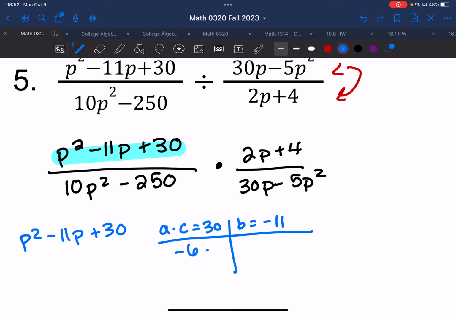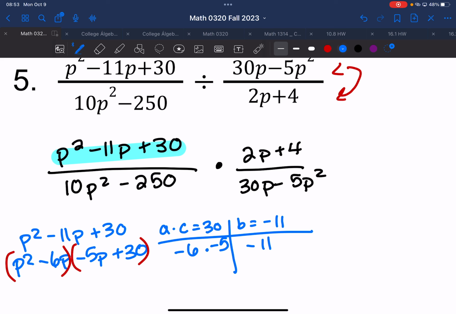Negative 6 times negative 5 gives me positive 30. Add them together, I get negative 11. So that means I have my factors of p squared minus 6p minus 5p plus 30. Now what factoring am I doing? Grouping.